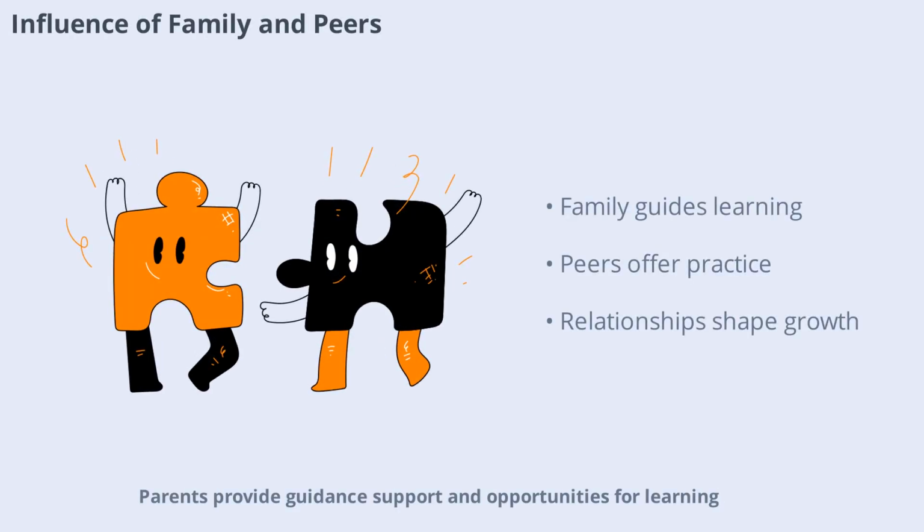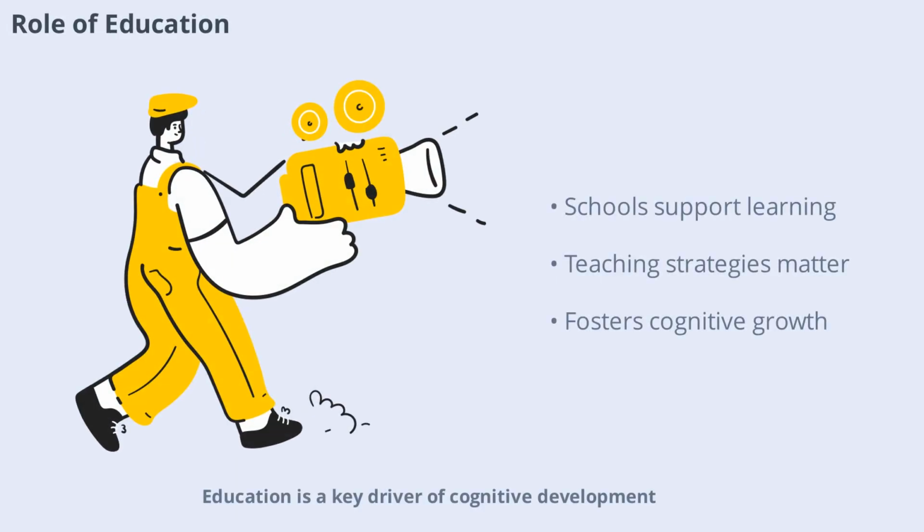Parents provide guidance, support, and opportunities for learning, while peers offer chances to practice social skills and learn from others. Both Piaget and Vygotsky acknowledge the importance of these relationships in shaping cognitive growth. Education is a key driver of cognitive development.